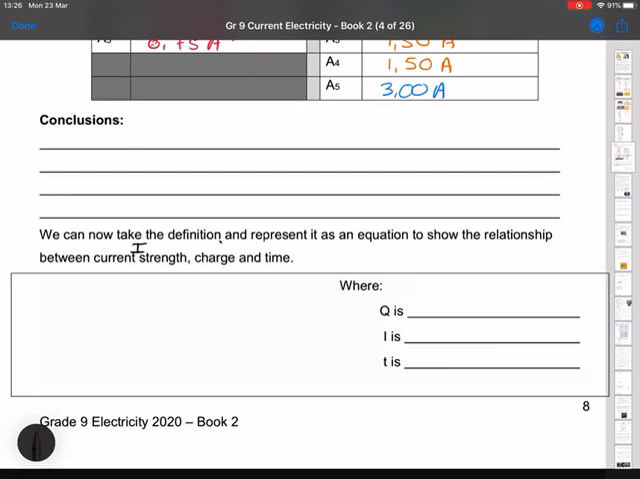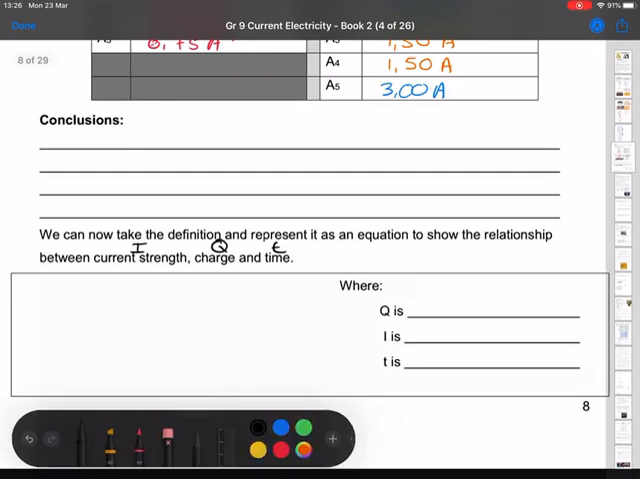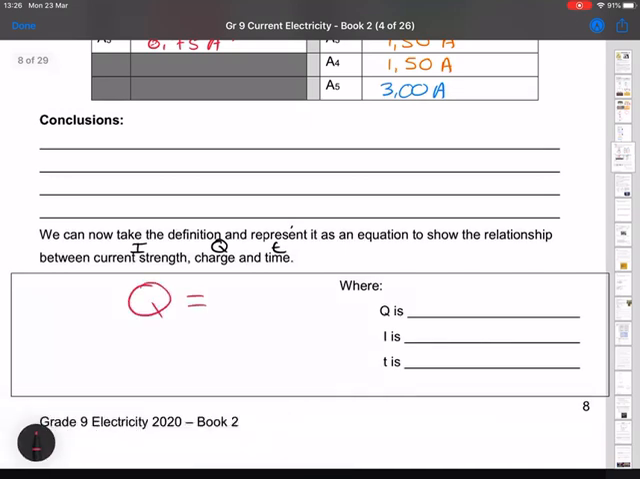Remember, the symbol for current strength is a capital I. Charge is Q, and t is time. So the formula that you're going to write down is Q = It. Q is equal to I, current, times t, time. So charge is equal to current times time.